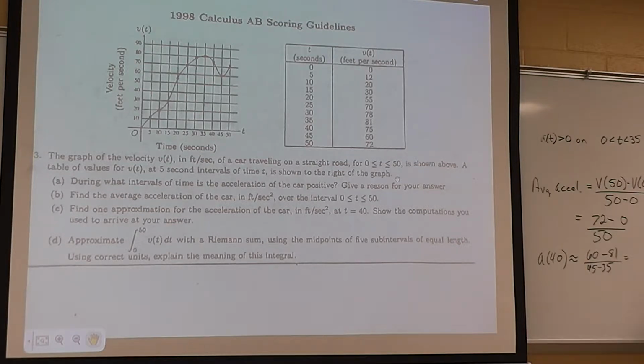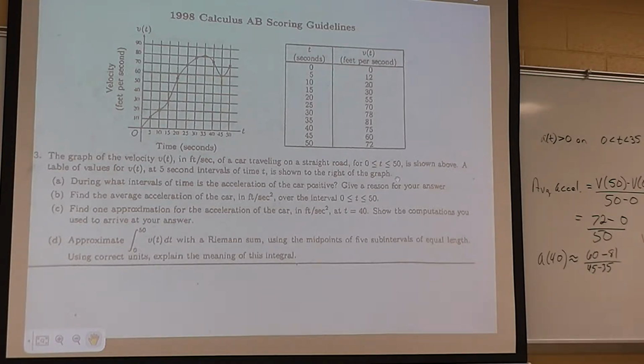What you couldn't do is leave it as v of 45 minus v of 35 right here in the numerator. You do actually have to substitute those values in. Show computations that are used to arrive at your answer. We've got it. Good enough.